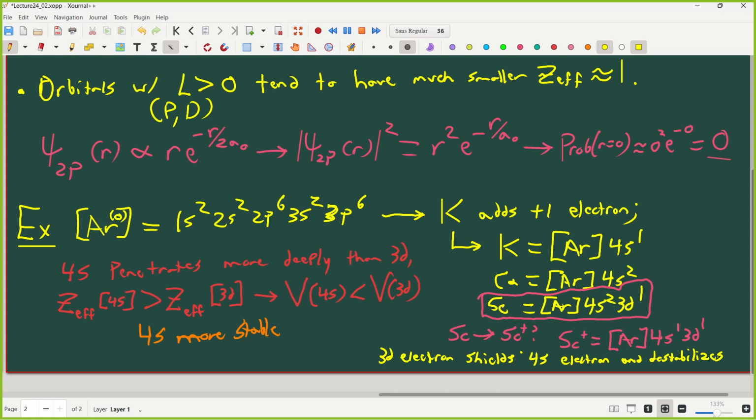You're pulling them further and further away from the nucleus. They become even more and more shielded, and therefore they're less tightly bound to the nucleus, and therefore easier to pull off. Okay, this combined with Hund's rules basically allows you to fill out the periodic table. They give you all the trends.